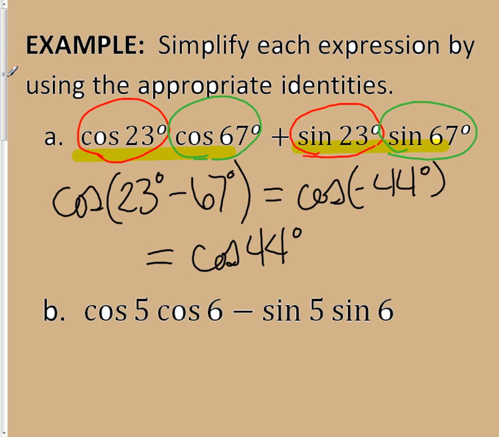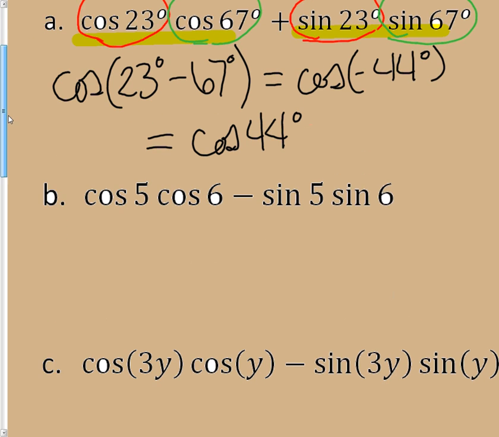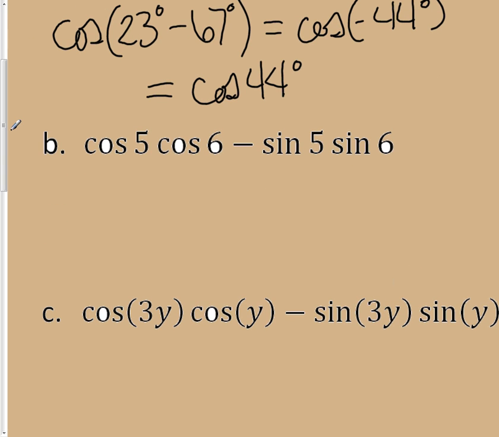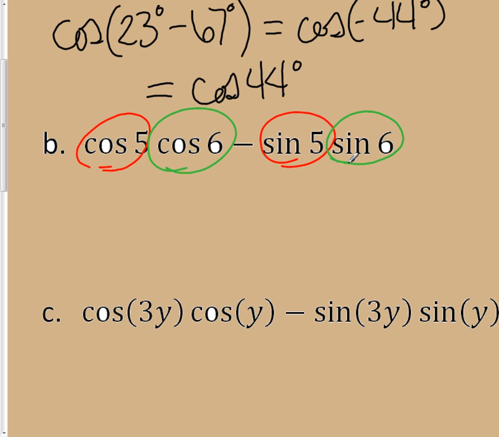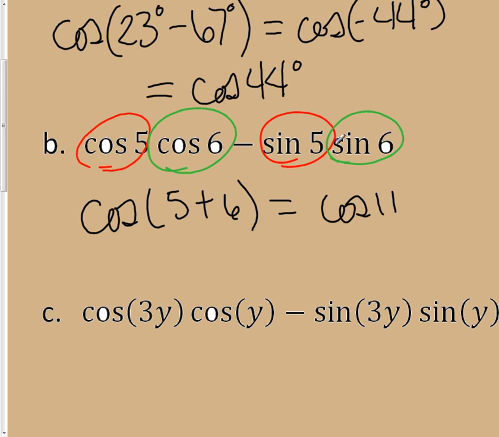Now as we take a look at our next example here, we've got the cosine, cosine, sine, sine. Alright, so it falls into that pattern. So I have the cosine of 5, the sine of 5. I have the cosine of 6, the sine of 6. So this falls into the pattern of the sum of cosines. So this becomes the cosine of 5 plus 6, which is the cosine of 11.